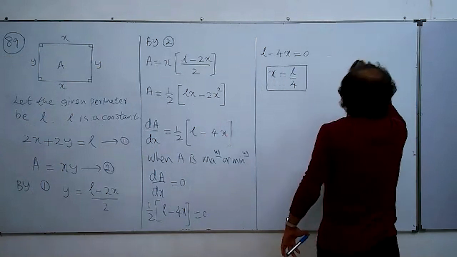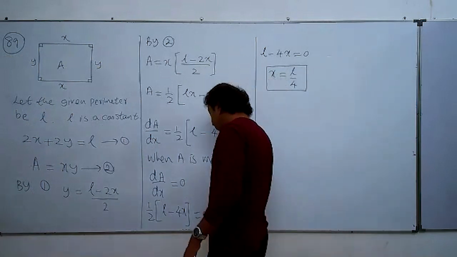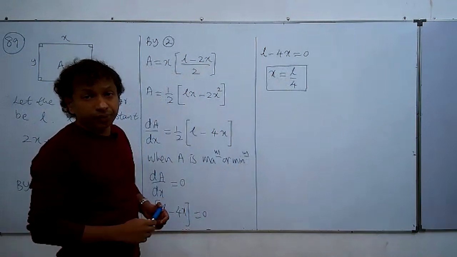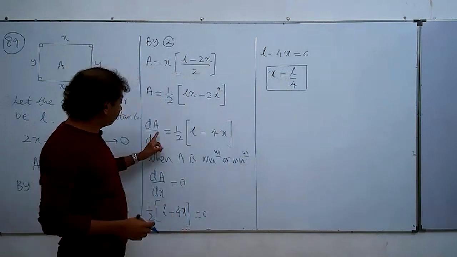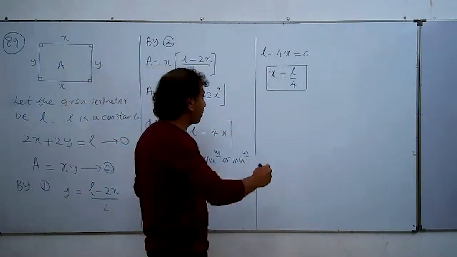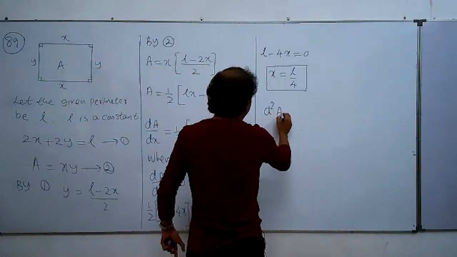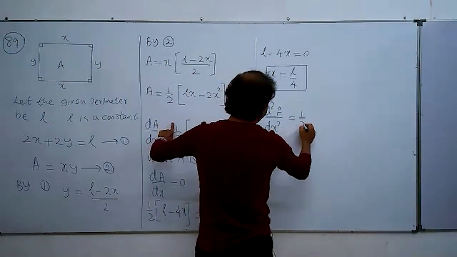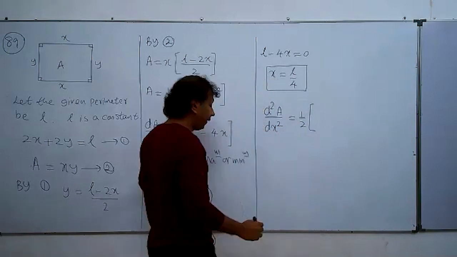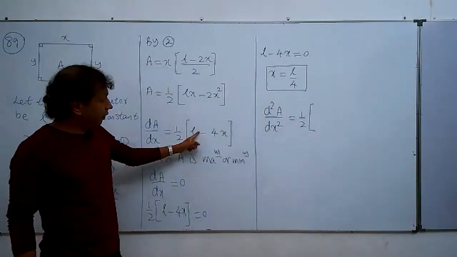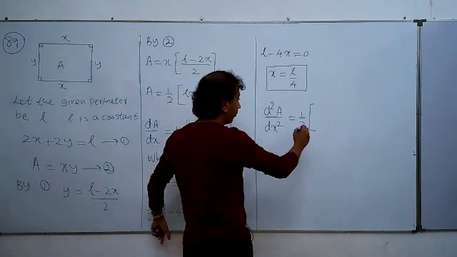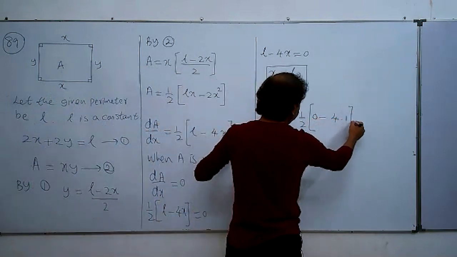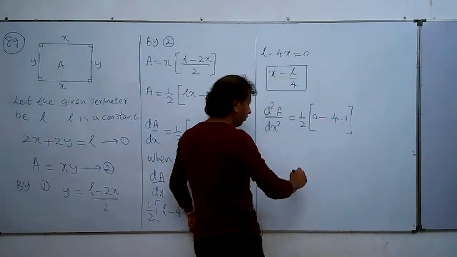We said last week, people, when something is maximum, the second derivative becomes negative. I'm going to find the second derivative of this. It is d2A upon dx2. Keep this half the same. L, we said, people, is a constant. Then the derivative is 0. Minus 4 times the derivative of x with respect to x, which is, people, 1. Then we get minus 2 here.